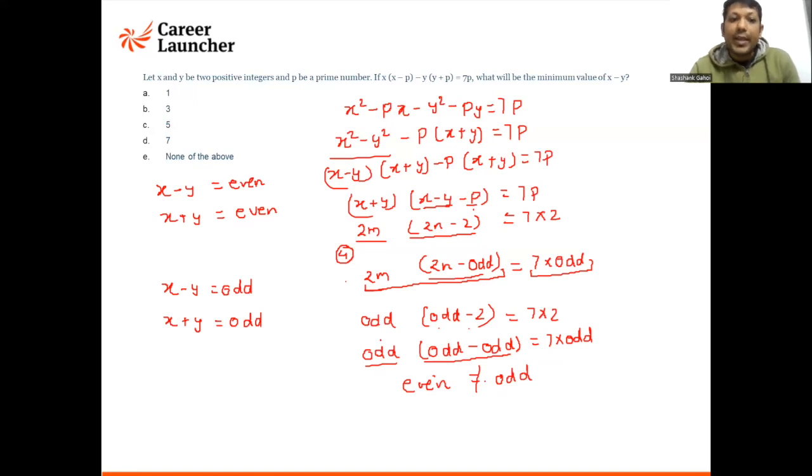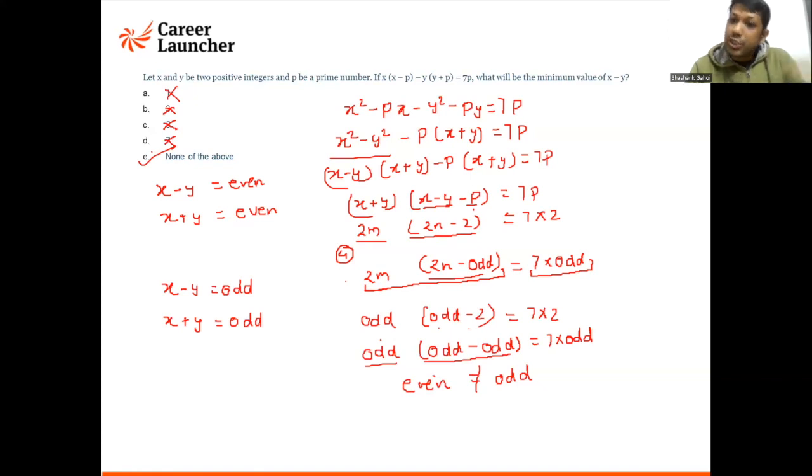So here x minus y cannot be odd as well. So x minus y cannot be even, x minus y cannot be odd. So this statement itself is not true for any of the possibilities. So I can say it is not 1. It is not 3, it is not 5, it is not 7. So most appropriate option is going to be none of these.